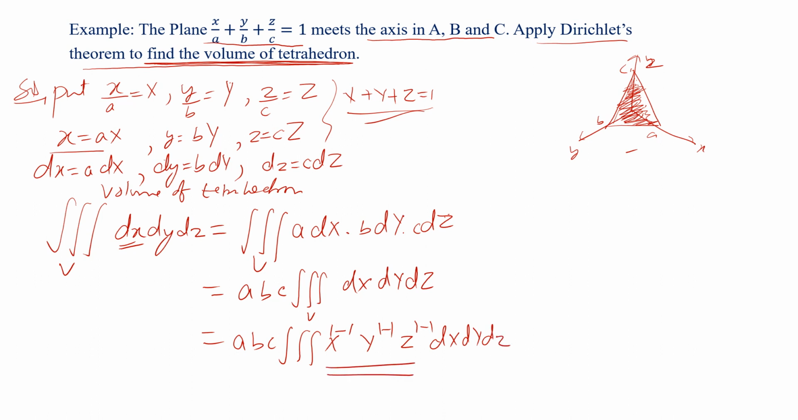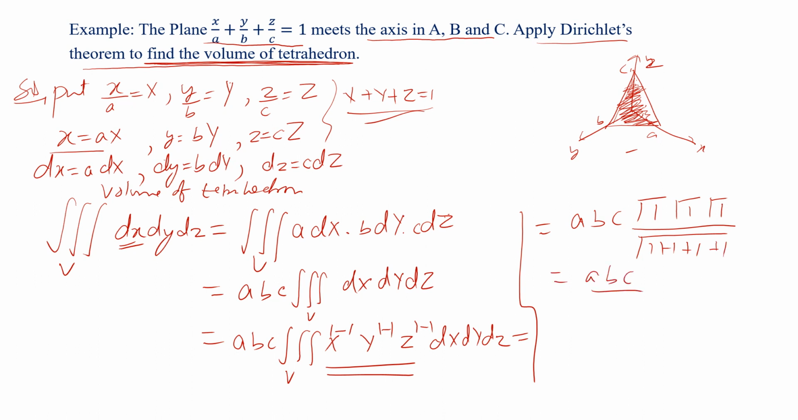Now by the Dirichlet theorem, if you compare that with the formula, the value of p, q, r is 1. So this can be written as abc gamma 1 gamma 1 gamma 1 upon gamma of 1 plus 1 plus 1 plus 1, that is abc upon gamma 4, or abc upon 6. So that is the volume of the tetrahedron. In that way we can easily evaluate the volume of the tetrahedron, or we can say we can easily evaluate the triple integration by using the Dirichlet theorem.